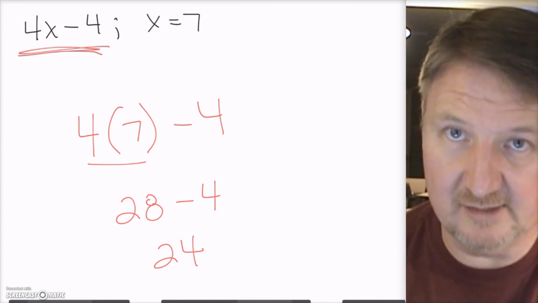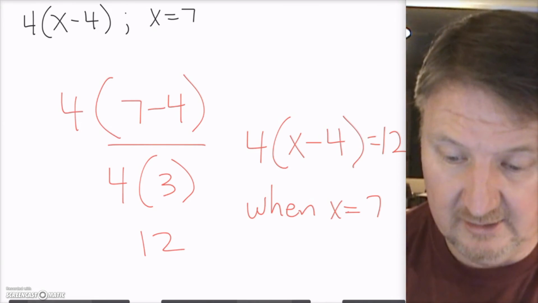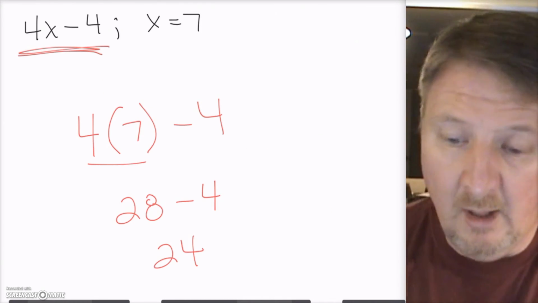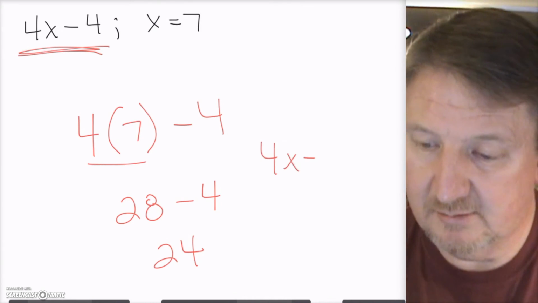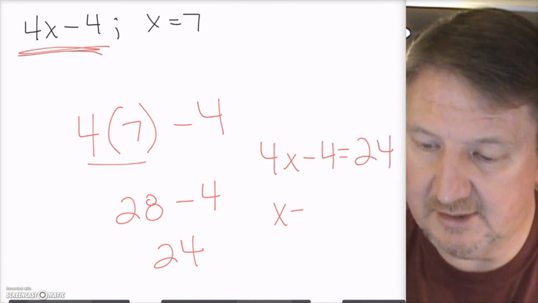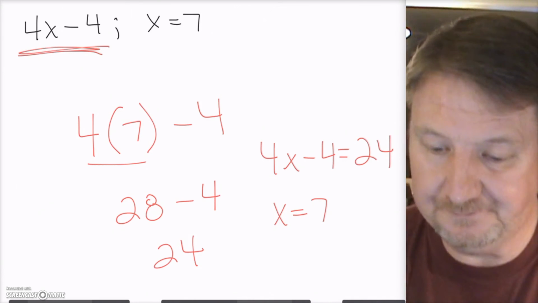So I'm going to just scoot back to this last slide. Here we had the problem, it equaled 12. In this problem, same exact numbers, just without parentheses, it equals 24. So I have 4x minus 4 equals 24 when x equals 7.